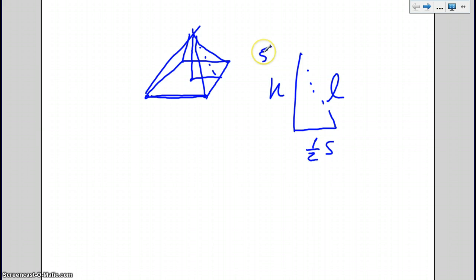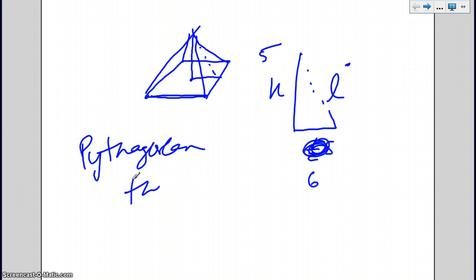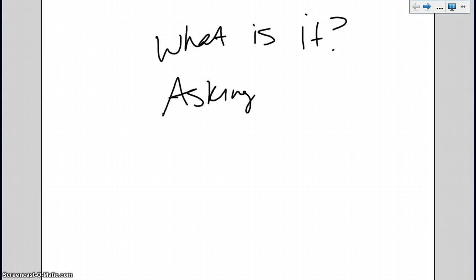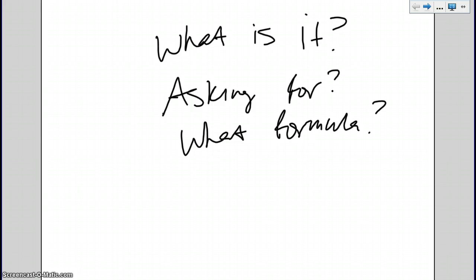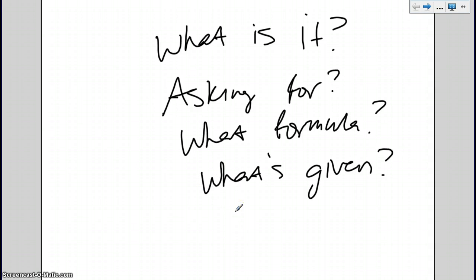So if I told you this is 5 and maybe this is 6, then how do I find this? Well, Pythagorean theorem. Bam. That's how I find L. That's how you find the lateral area. That's how you find the surface area. The rest of the shapes are pretty self-explanatory. You just have to know what is the shape, what are they asking for, what formula should I use, and what's given to me. You ask yourself those 4 questions, everything else will make sense in this entire unit.